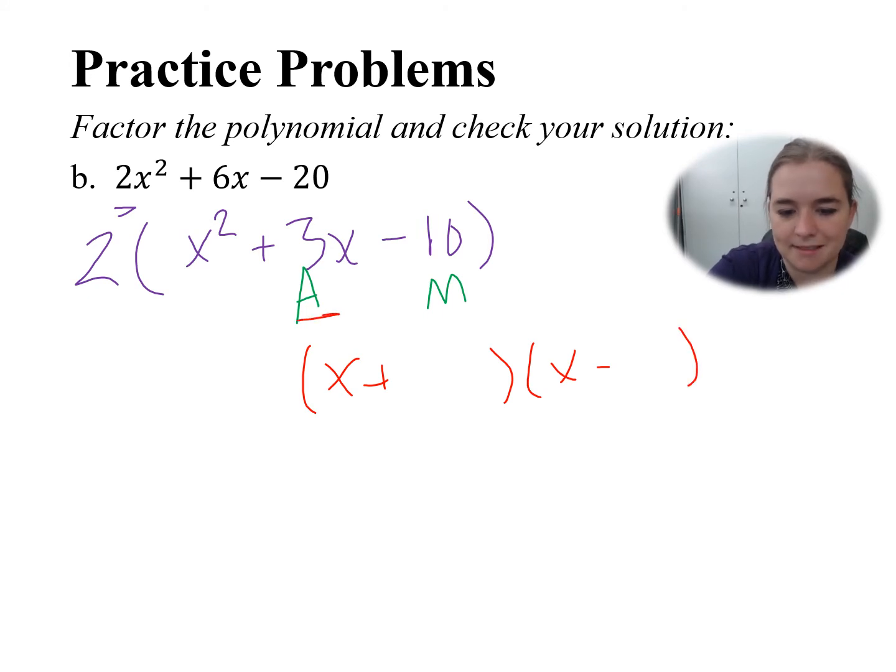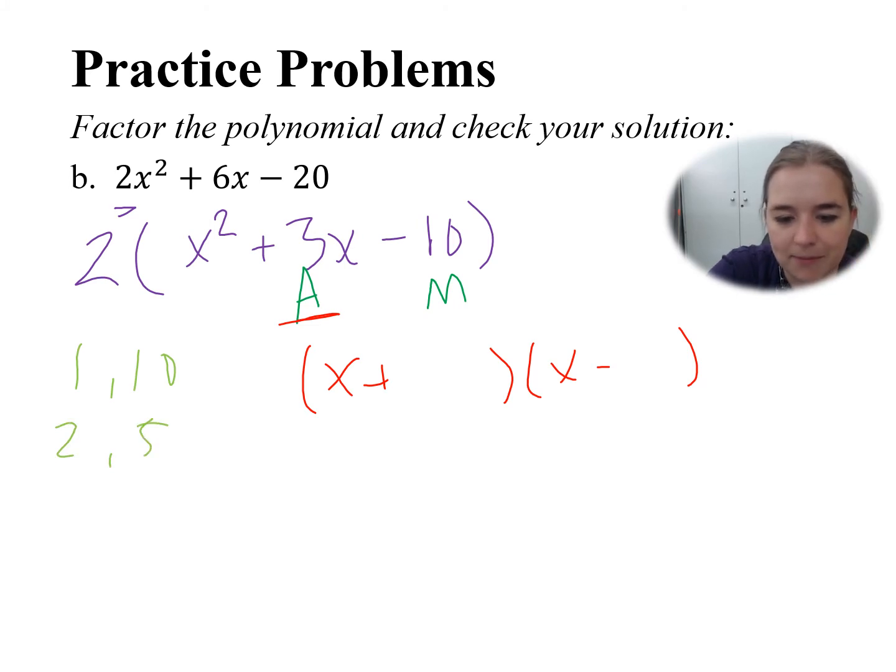The fact that my sum is positive tells me that with my two factors, the positive factor needs to be greater than the negative factor. It needs to be a larger magnitude. My factor pairs here, I can have 1 and 10 or 2 and 5. Let's write them out, 1 and 10 or 2 and 5.